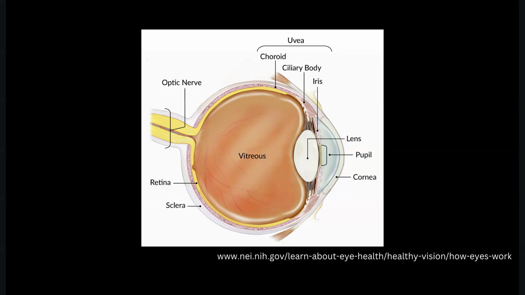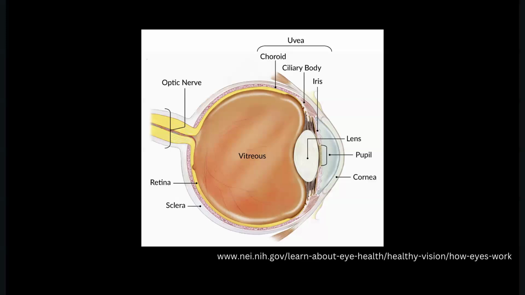Iris. The colored part of the eye controls the size of the pupil, which determines how much light enters. Pupil. The black circular opening in the center of the iris. It lets light into the eye and adjusts size based on light levels. The lens. This is located behind the iris and the pupil, and the lens focuses light onto the retina, changes shape to help the eye focus onto objects at different distances.